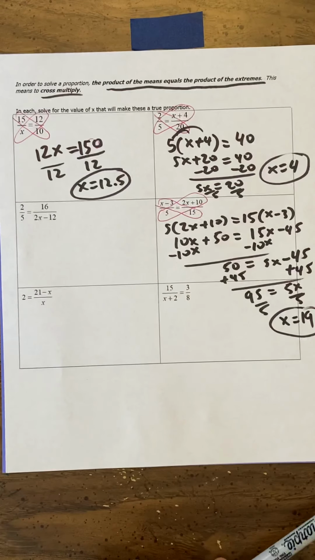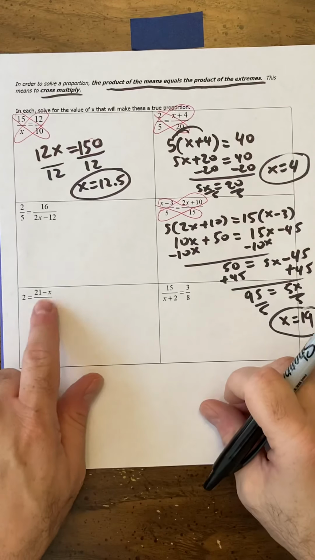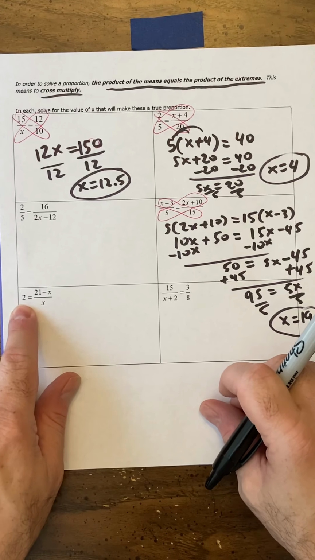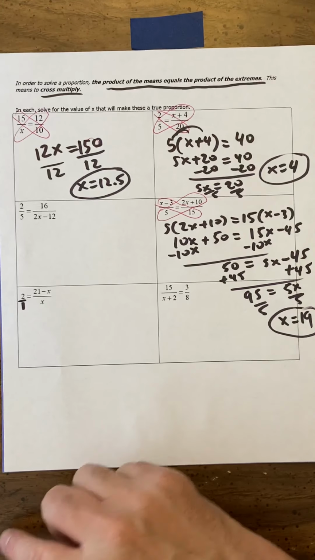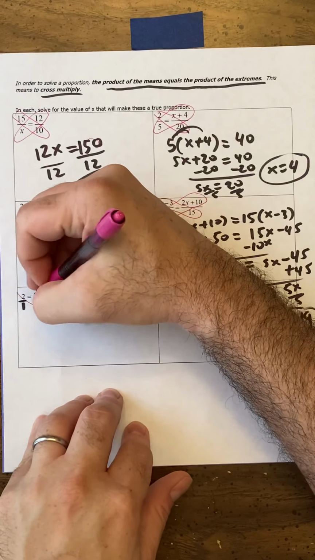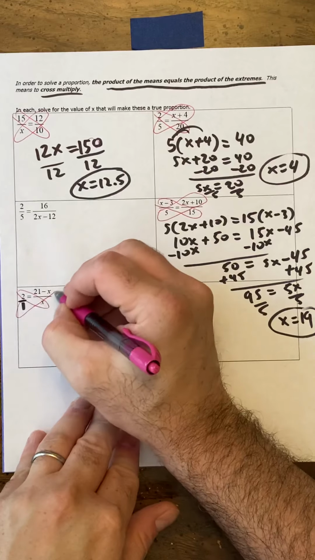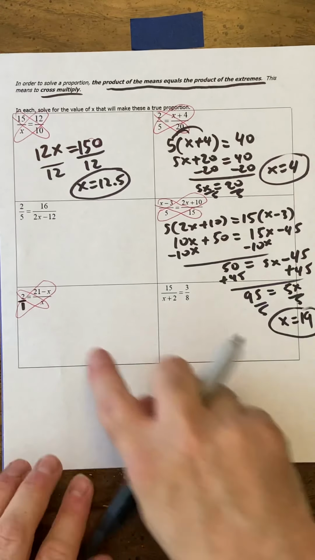Let's just take a look at this one last proportion, only because there's one slight difference. It doesn't look like a proportion. We have a fraction on this side, but we have a whole number on this side. Well, I would make this into a fraction by putting it over 1, and then you can still cross multiply. This one's an easy one once you do that.